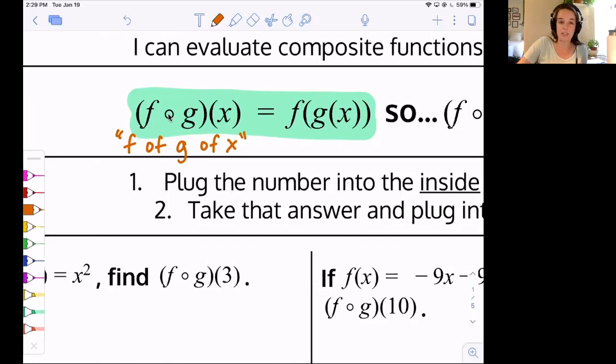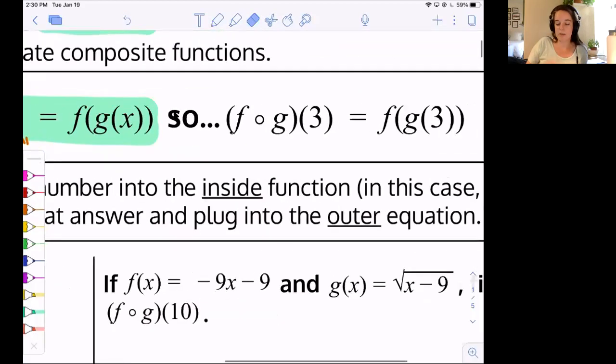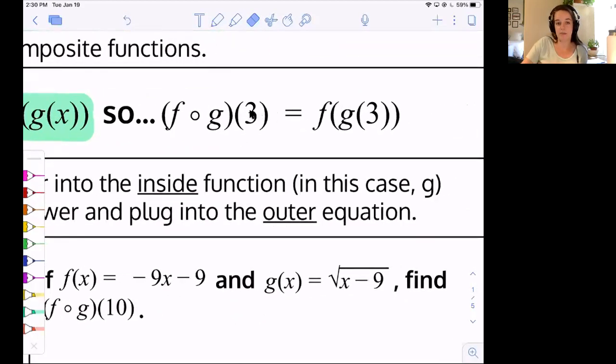Fog, f of g of x, is equal to f of g of x. Notice how I wrote it a little bit differently, with an open circle. It is not a closed circle like multiplication. It's an open circle. So essentially, if we have f of g of 3, it looks like this, but instead of that x, we're going to have the 3 there.